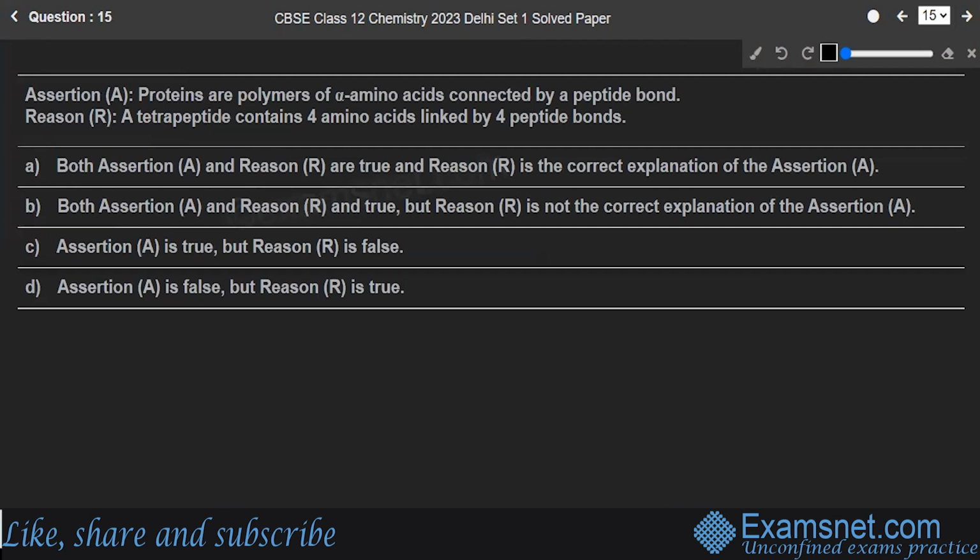So when I look at the assertion, the proteins are polymers of alpha amino acids connected by the peptide bond. This is absolutely right. And the reason, a tetrapeptide contains 4 amino acids linked by 4 peptide bonds. This is also correct.